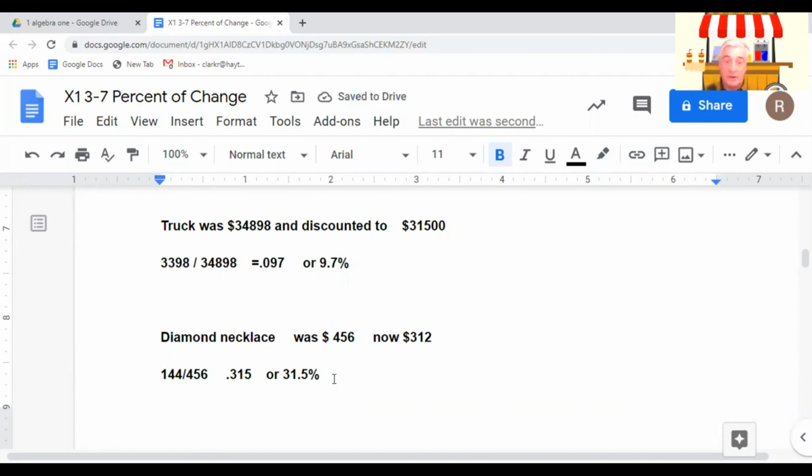Guys, you really want to impress your girl? Go buy her a $312 necklace and tell her it costs $456. She'll be impressed. And so will Professor Pi.